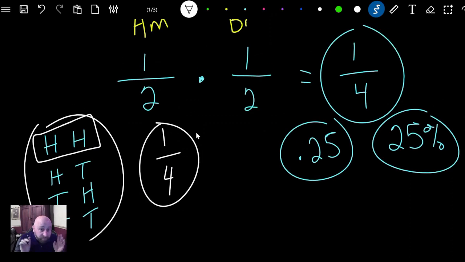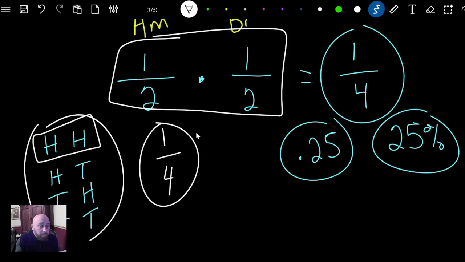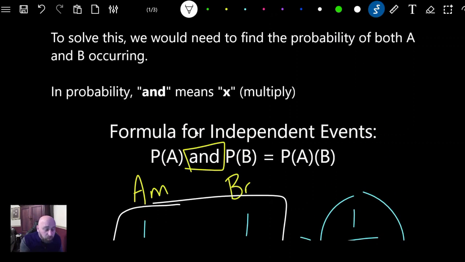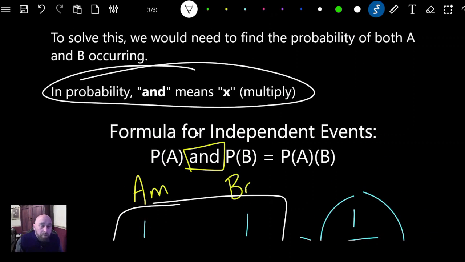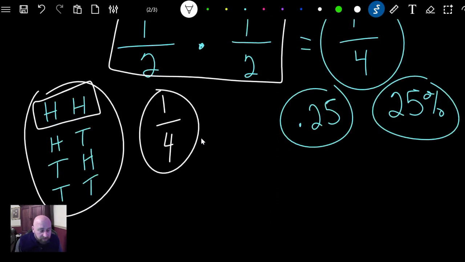But the formula, the easiest way to do it, is to take the two probabilities and multiply them by each other, and that will kick out the probability of your independent events. What's the important part right here? In probability, and means multiply. Make sure you're writing this down. That is a very important thing to write down for when you take your quizzes and your tests.